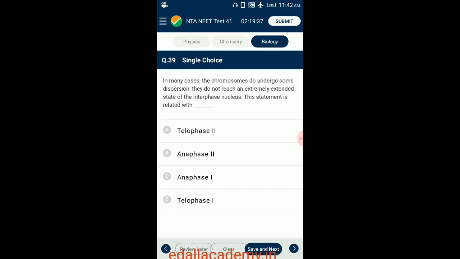Question number 39. In many cases, the chromosomes do undergo some dispersion. They do not reach an extremely extended state of the interphase nucleus. This statement is related with. In telophase 1, chromatin formation will not occur, and many times the cell directly enters meiosis 2 or prophase 2. So the answer for this question is option D, telophase 1.